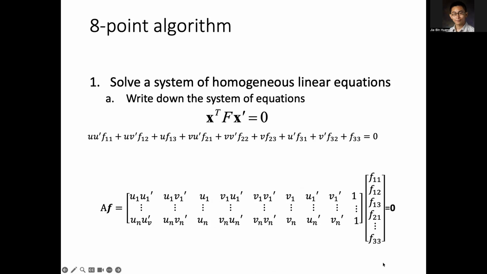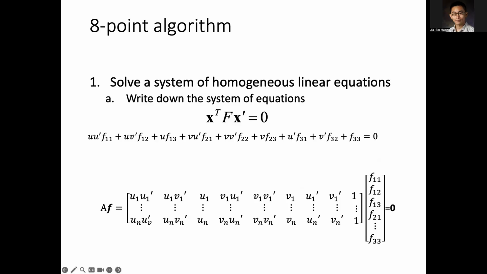Here you have 9 unknowns, right? This is a 3x3 matrix, so you have F11, F12, F13, all the way to F33. So you have 9 unknowns. But because you know that they are up to scale, basically it means that if I have a solution and you scale it, it's still a solution. If F is a solution, then 2F is also a solution, because everything multiplied is 0, which means you don't need 9 equations. You only need 8 equations to solve this.